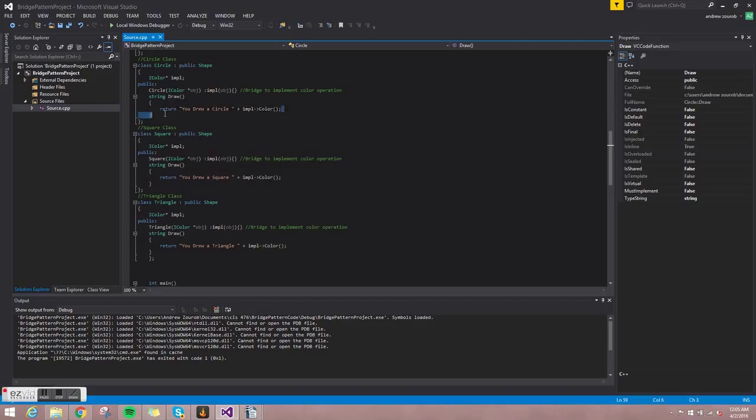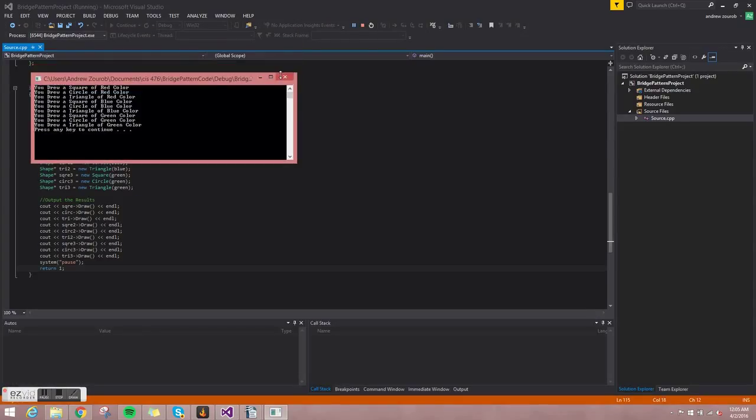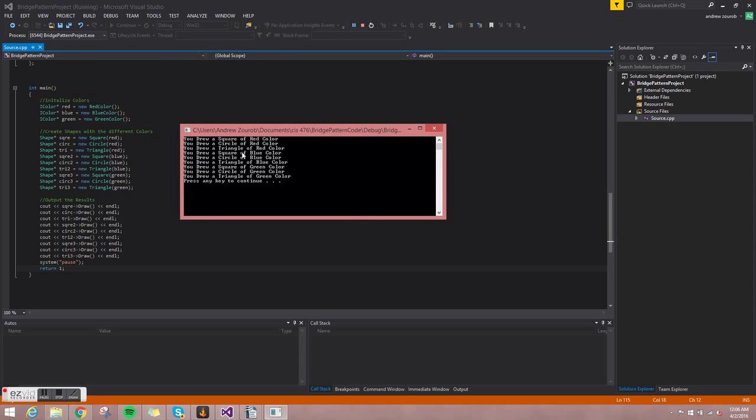Down here we initialize all the colors and then we create the shapes with all the different colors. What I did was go through every shape for one color, every shape again for another color, and every shape again for another color. We're going to output the results here and see if it worked. As you can see, we drew a square red color, circle red color, triangle red color, square blue, circle blue, triangle blue, square green, circle green, triangle green. So as you can see, it all worked and we used the bridge pattern for this.